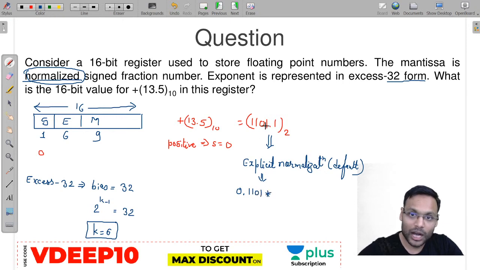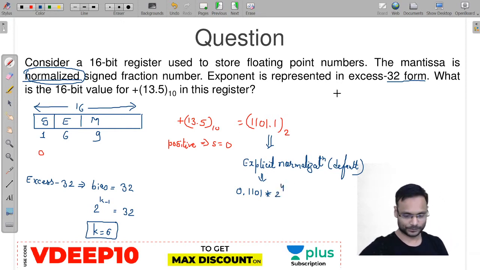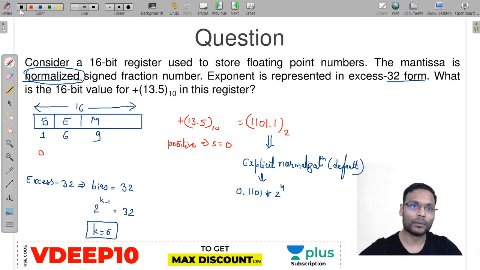1101, how many times are you shifting the dot here? 1, 2, 3 and 4 positions, 2 power 4. It will be 2 power 4. Great, Aman. Super. This is the explicitly normalized number. Now from here, can I get mantissa? Yes. क्या मिलेगा? 1101. Fine.